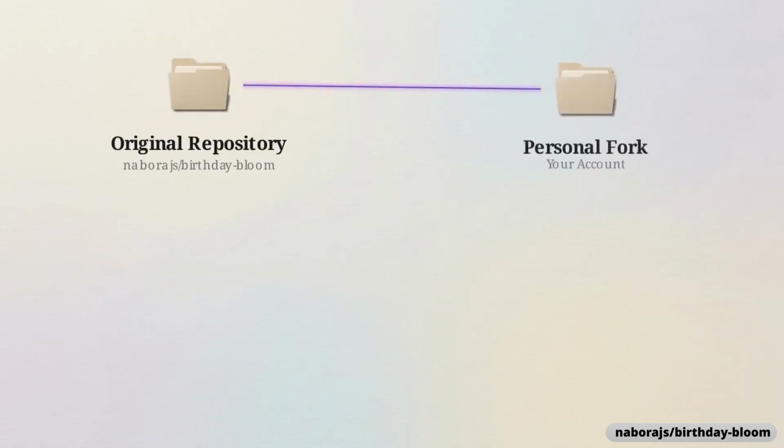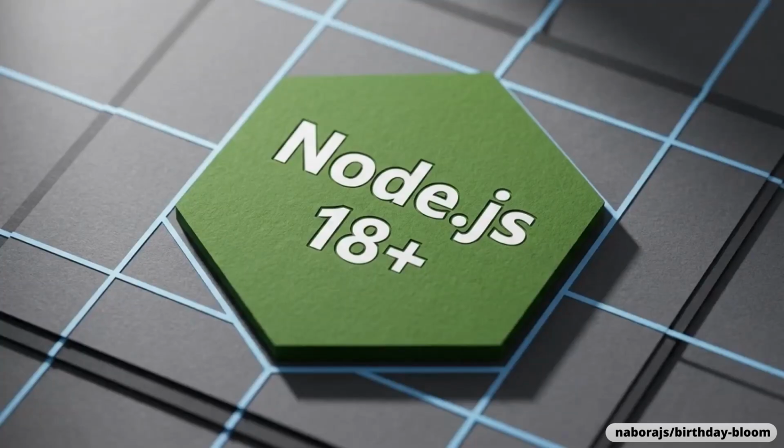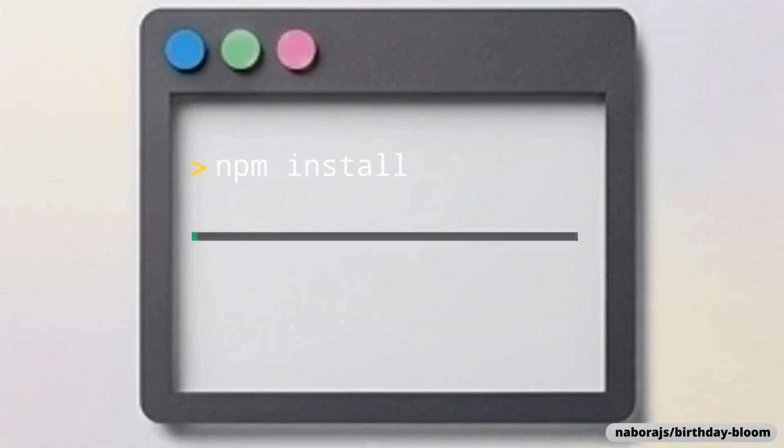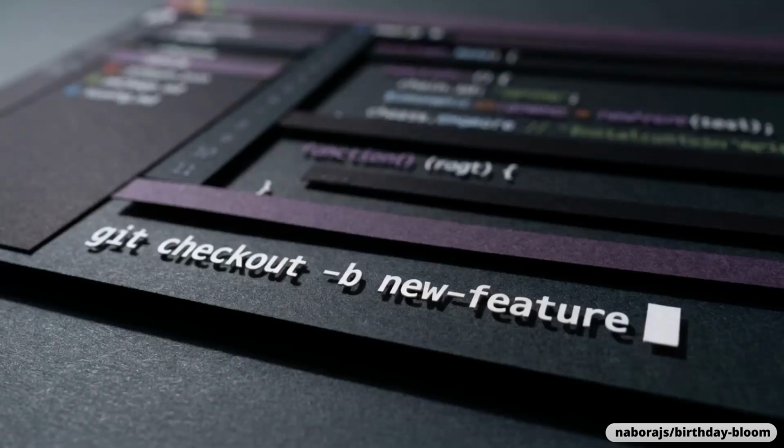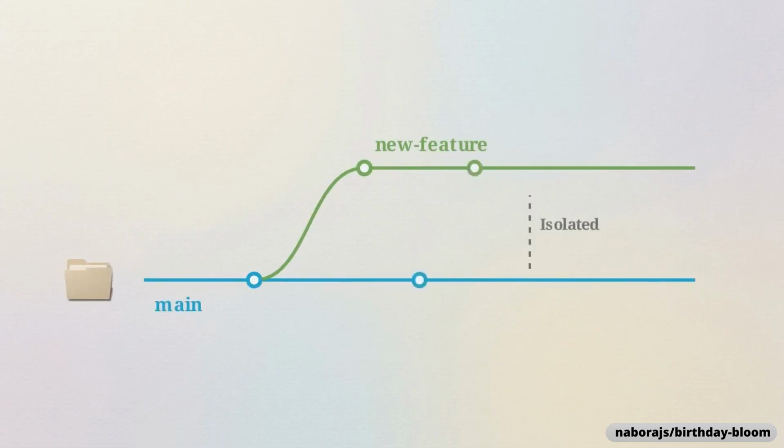The setup starts with forking the repository. This creates a personal copy of the code on your GitHub account, where you can safely experiment without affecting the main project. To run the project locally, you need Node.js version 18 or higher. Once that's installed, use the npm install command in your terminal to set up the dependencies. Before you make any changes, create a new feature branch in your terminal. This keeps your work organized and separate from the main branch of your fork.